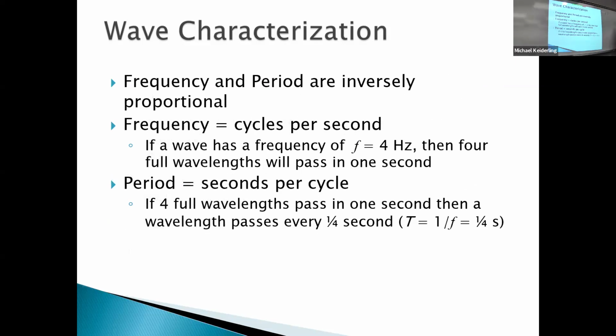So if a wave has a frequency of 4 hertz, 4 full wavelengths will pass in a second. And the period is the seconds per cycle. So if 4 full wavelengths pass in a second, that means the period is 1/4 of a second.